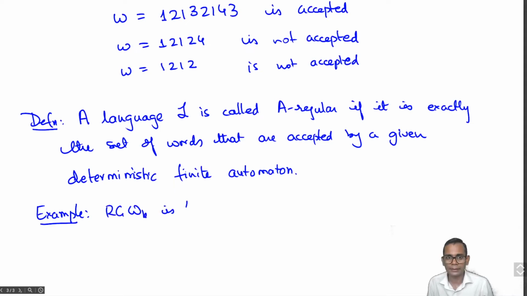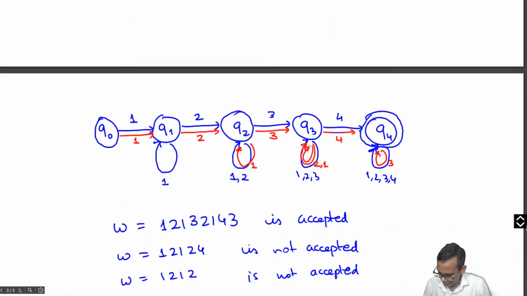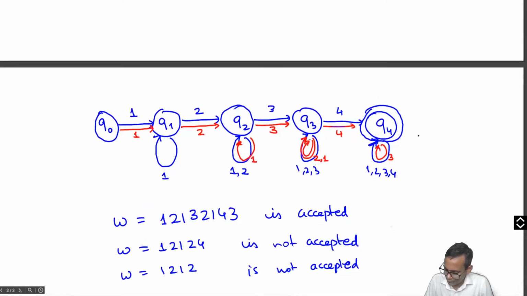RGWK is A-regular. That means the language of restricted growth words with largest element K is A-regular. In fact, this is an example, this is a finite automaton which accepts the language RGW4. To construct RGWK, you would just extend this to have states Q0, Q1 up to QK, and you can see here what pattern you should be looking for.